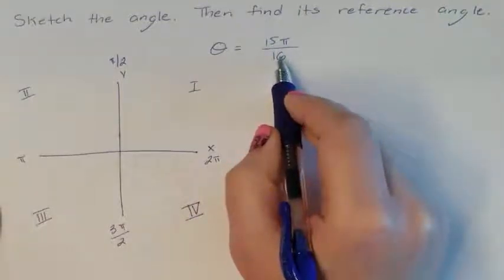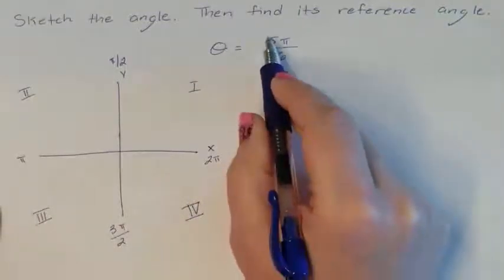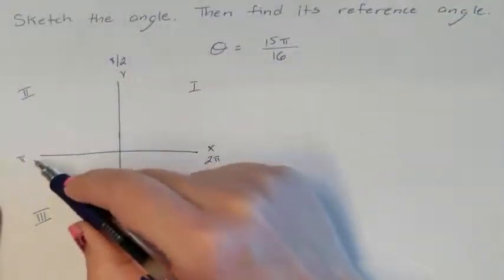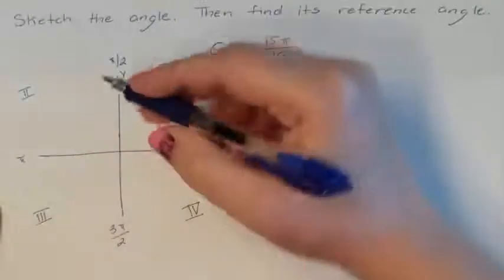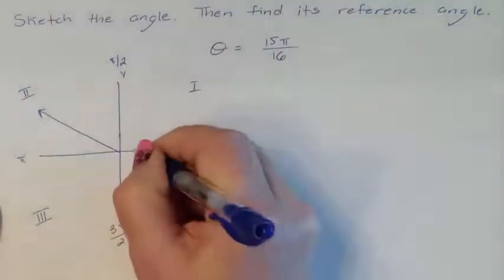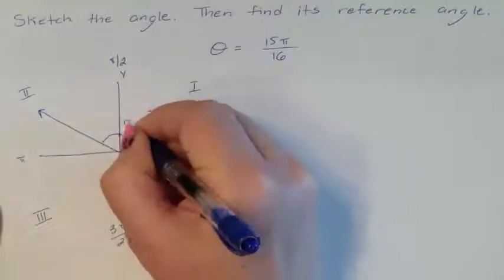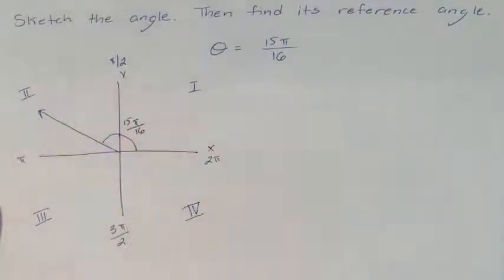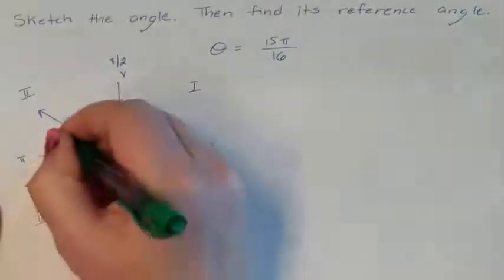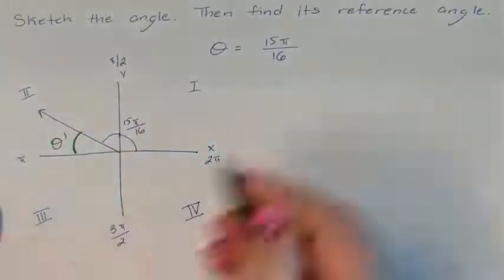15 over 16 is really close to 1, but it's still smaller than 1, which means we are really close to the 1, but not bigger. So we know that it exists somewhere over here in quadrant 2. So all of this right here is my 15 pi over 16 theta. I am being asked the distance between that line and the closest x-axis. So theta prime is my reference angle.